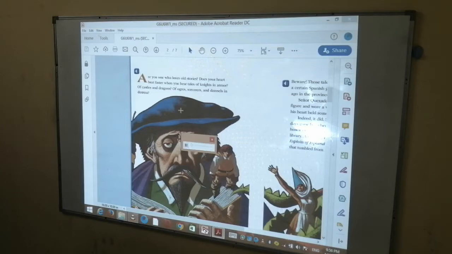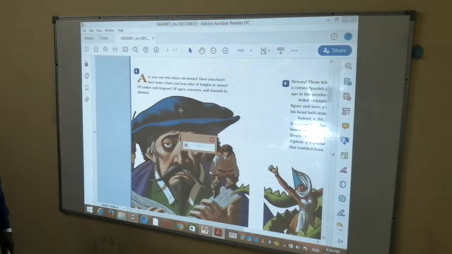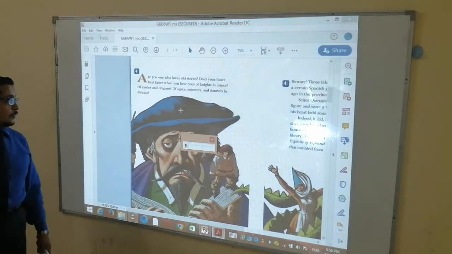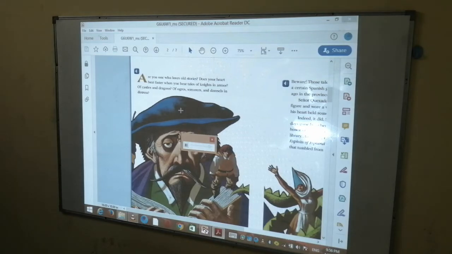Are you one who loves old stories? Does your heart beat faster when you hear tales of knights in armor, of castles and dragons, of ogres, sorcerers, and damsels in distress?